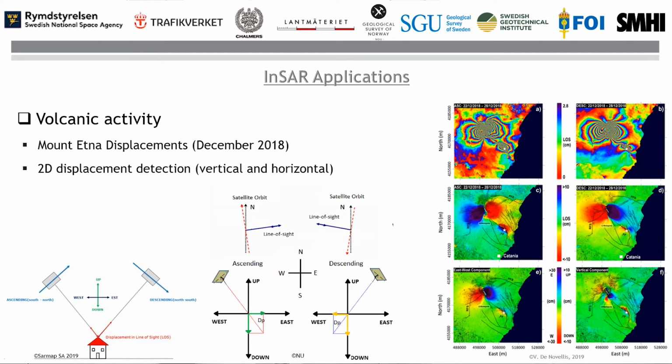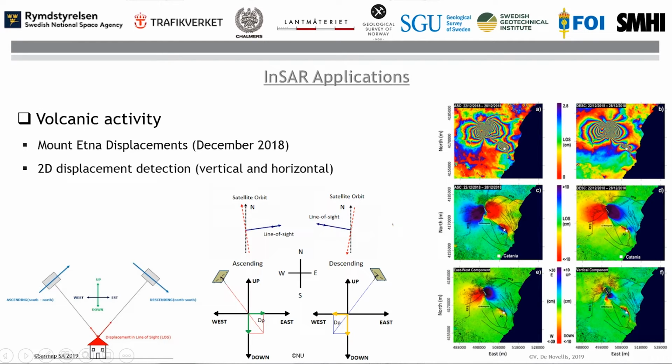And now it's time to pass on some information regarding InSAR applications. One of the most important applications is related to volcano activity, to monitor volcanoes. Here is a good example of Mount Etna displacement that happened in 2018. You can see the wrapped phase information in the interferogram, where on the left is ascending and on the right is descending.